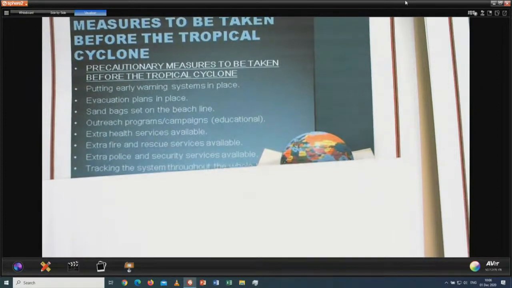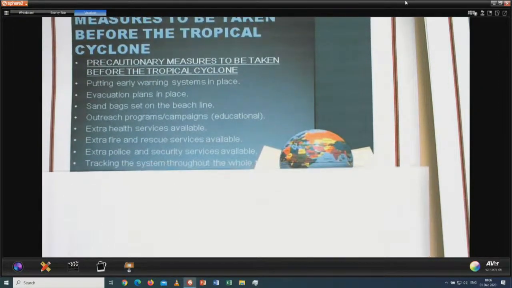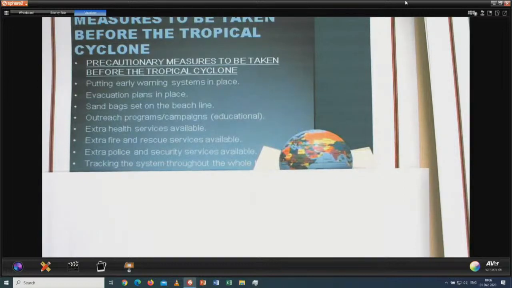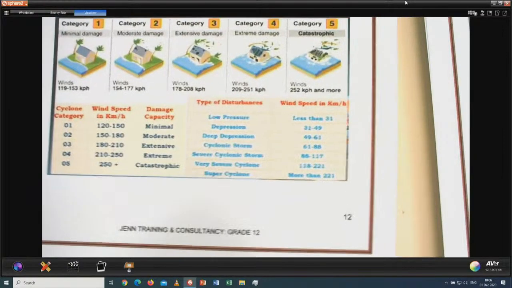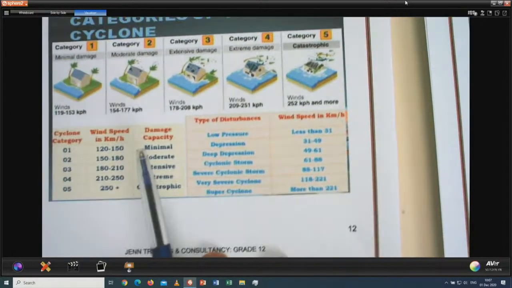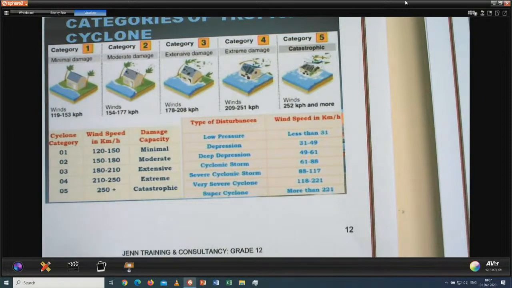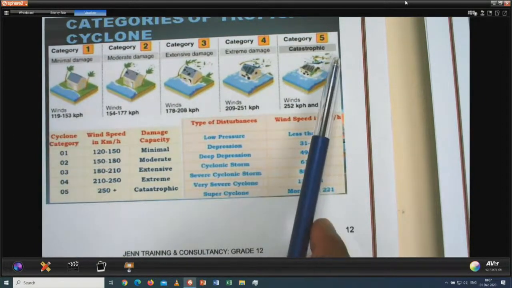Extra police and security services are available, tracking the system throughout the whole process. And then the categories of tropical cyclones are classified according to the following 5 categories. Category 1 up to category 5.